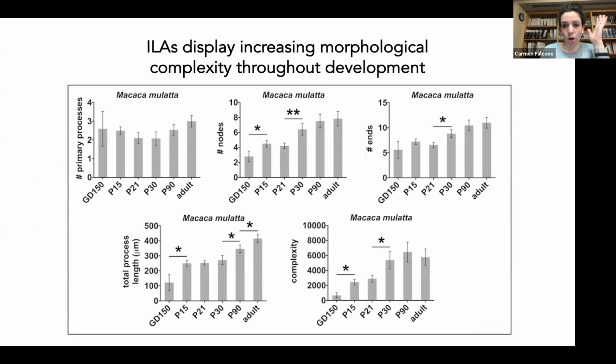I won't go into details of these. This is just to show you the numbers of the different parameters that we measured. So the number of branches, the ends, and the total length increase over development. And of course, the complexity also increases over development.